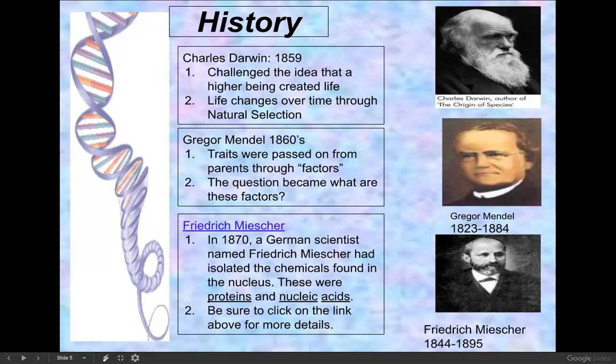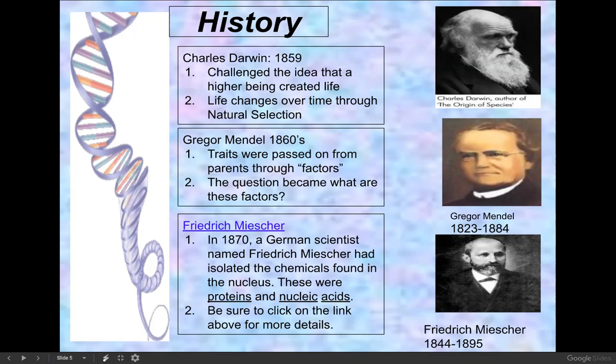Then Mendel, in the early to mid 1800s, discovered how pea plants are able to pass on their genetic information, right? Traits were passed on through factors. We call them genes today. The question became, what are these factors?